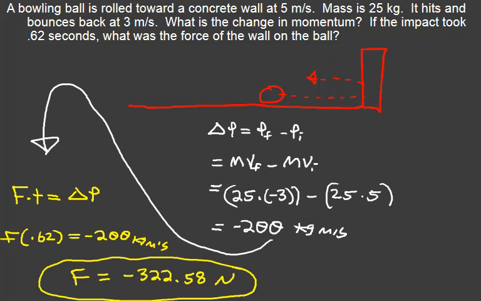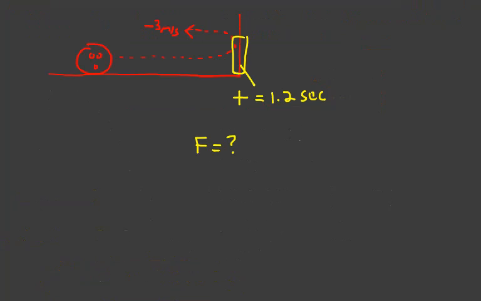The force that it would take to do that, with 0.62 seconds, is -322.58 newtons as it goes back. And so that's a negative force. The force is this way. And there we go with that.